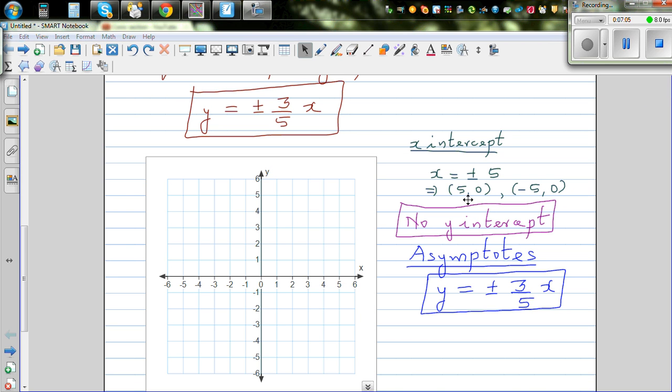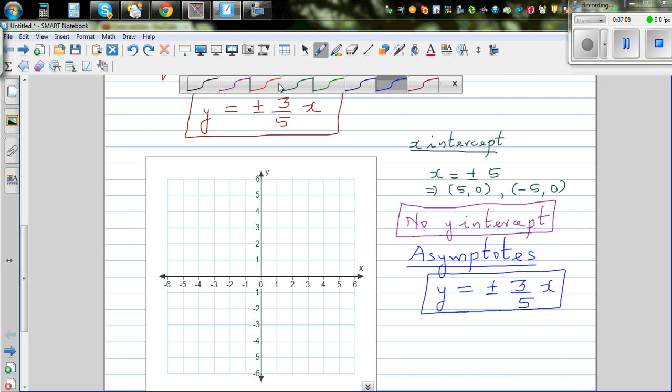So the x-intercept is plus or minus 5. That means the x-intercepts are (5, 0) and (-5, 0). So this is one x-intercept, and this is the other x-intercept. There is no y-intercept. The asymptotes are y equals plus or minus 3 over 5x. That means this is a rise of 3 and a run of 5.